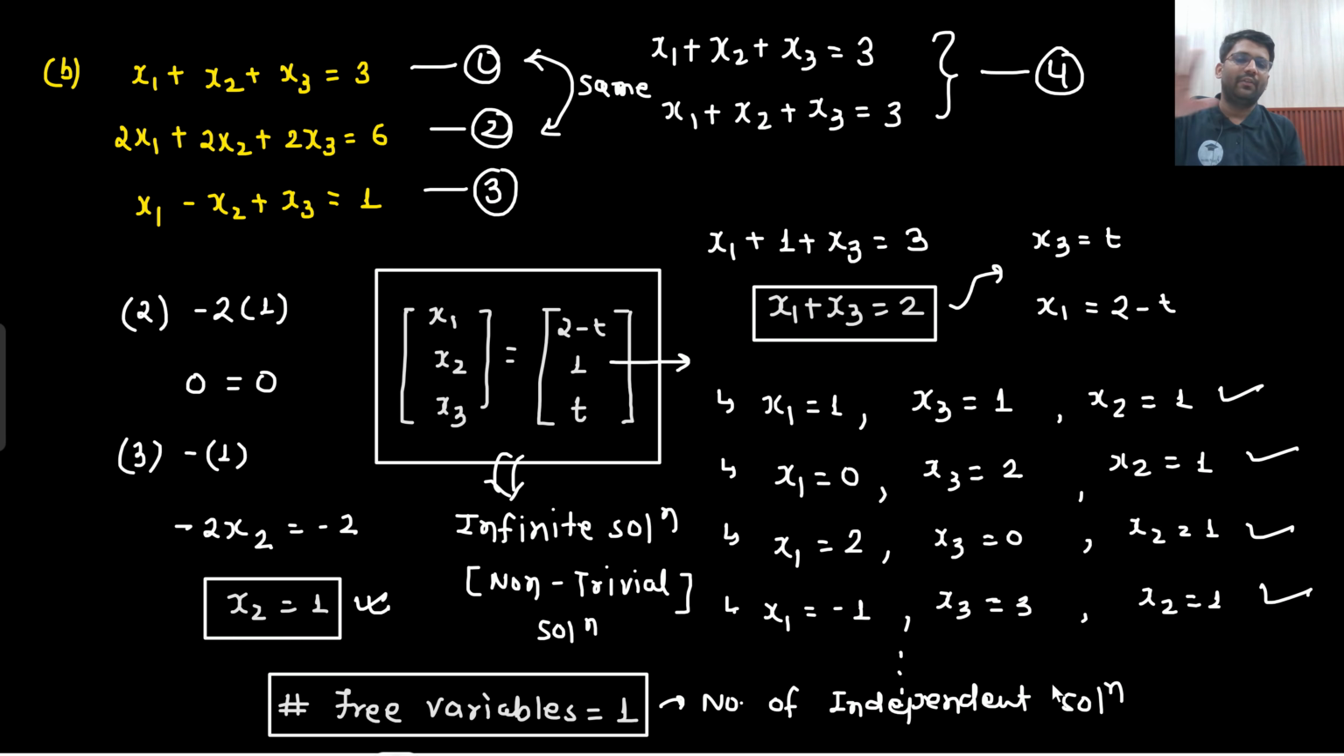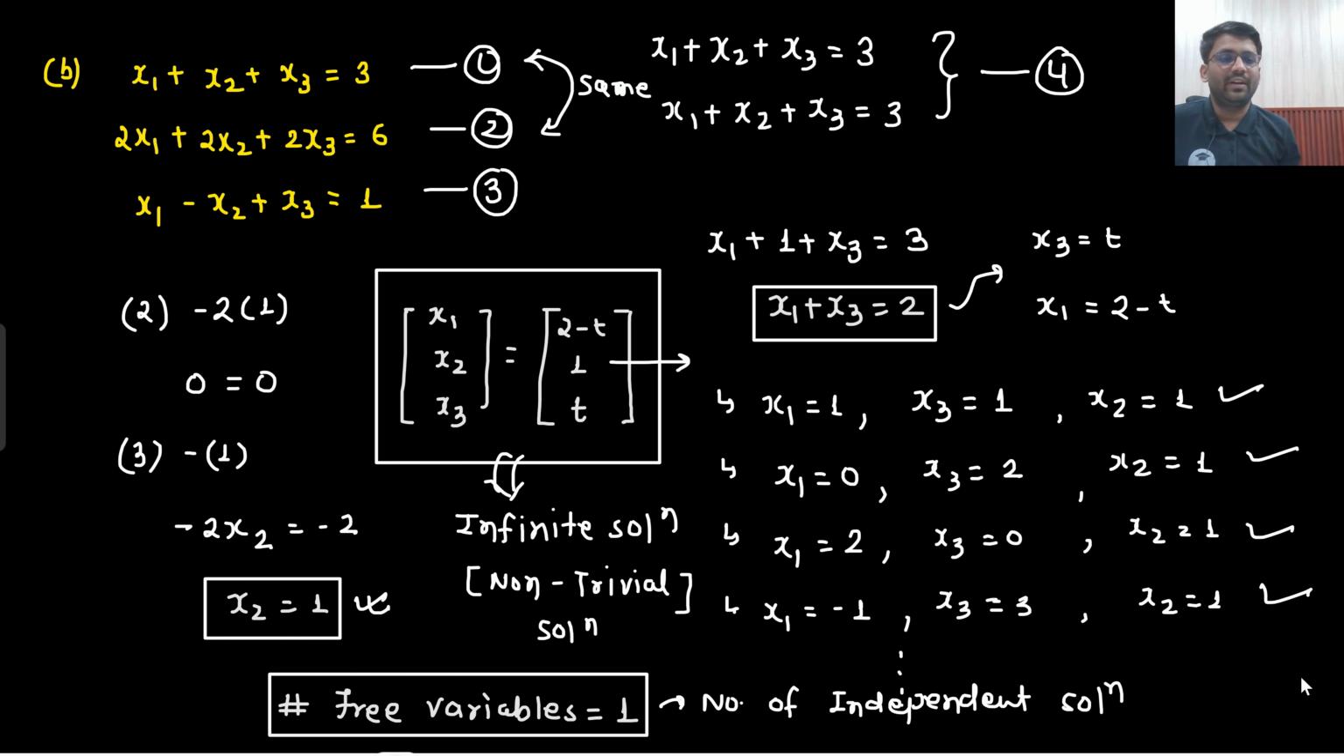So from this particular set of equations, what is the conclusion you can make? Sir, this set of equations has infinite solutions. Fine. This set of equations has infinite solutions, and infinite solutions means we can call it a non-trivial solution. Along with that, it has one free variable.